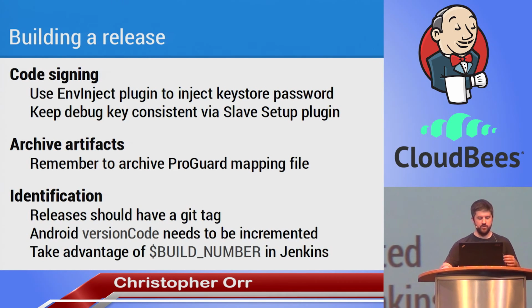And of course, builds should be traceable, builds should be identifiable. Of course, you should use Git to tag it. Android requires that you have this version code parameter, which is just an integer that you have to increment every time you create a new build. And we can take advantage of the build number variable in Jenkins to automate this for us.